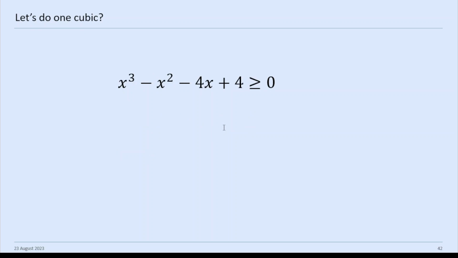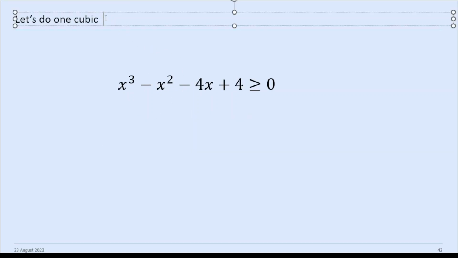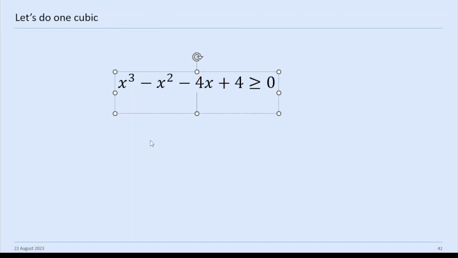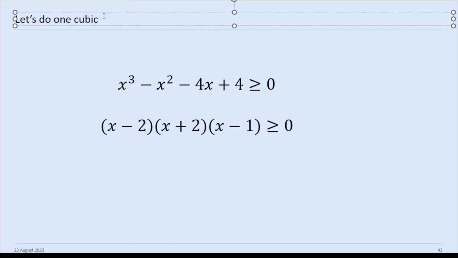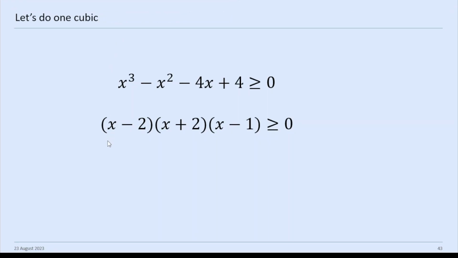Let's do one cubic. We're just going to say, let's do one cubic. x cubed minus x squared minus 4x plus 4 is greater than or equal to 0. We're going to factorize that into x minus 2 times x plus 2 times x minus 1 is greater than or equal to 0.